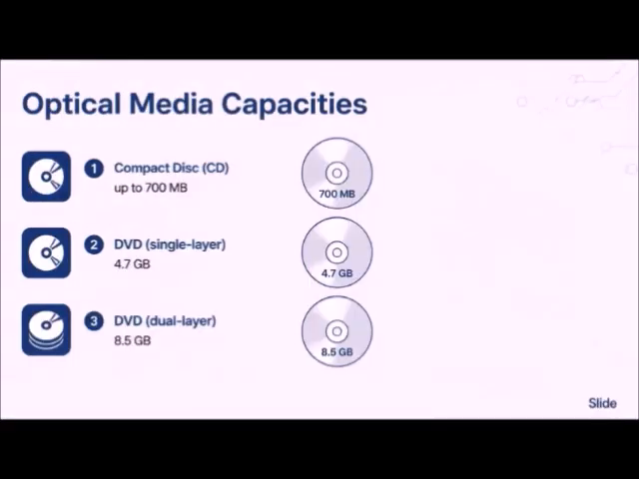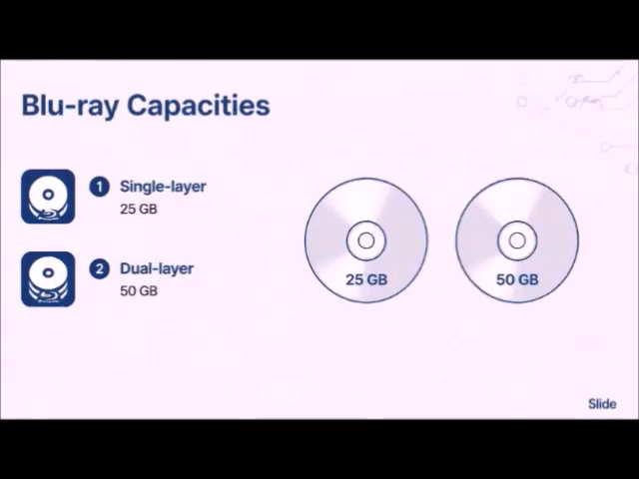Optical media capacities. Compact discs, CD, store up to 700 megabytes. Digital versatile discs, DVD, store 4.7 gigabytes on a single layer and 8.5 gigabytes on a dual layer disc. Blu-ray discs, BD, store 25 gigabytes on a single layer and 50 gigabytes on a dual layer disc.